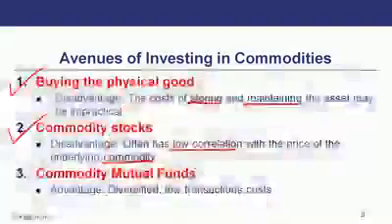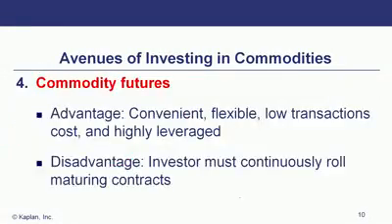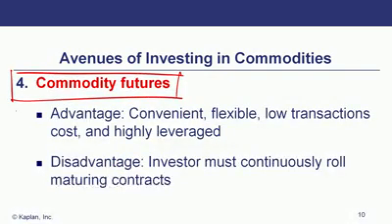Okay? So commodity mutual funds, these are actually things that are diversified, low transactions cost, and they're just generated so that you can get commodity exposure. These are people that usually manage them with futures contracts or some type of derivative, but nonetheless they give you exposure to the underlying asset. Okay? But what we really want to talk about is using commodity futures to access this market. Okay? They are convenient, flexible, low transactions cost. Highly levered, meaning you don't have to put up much cash in order to trade them.